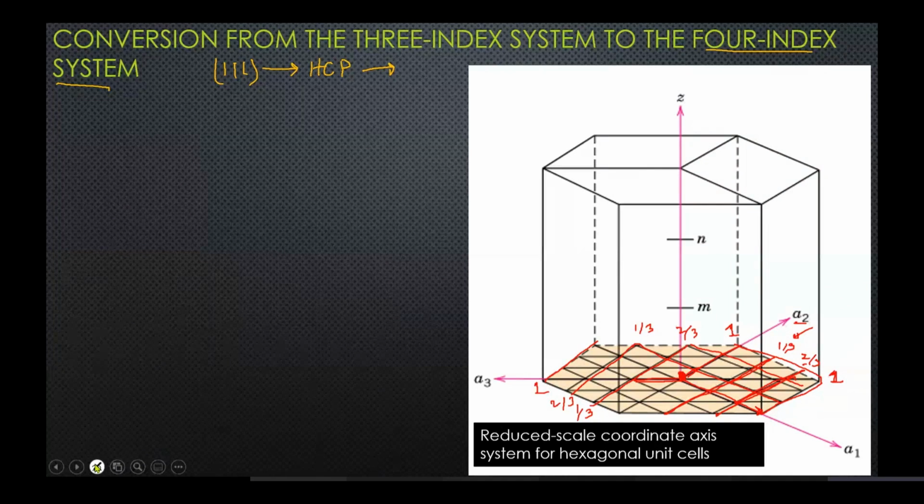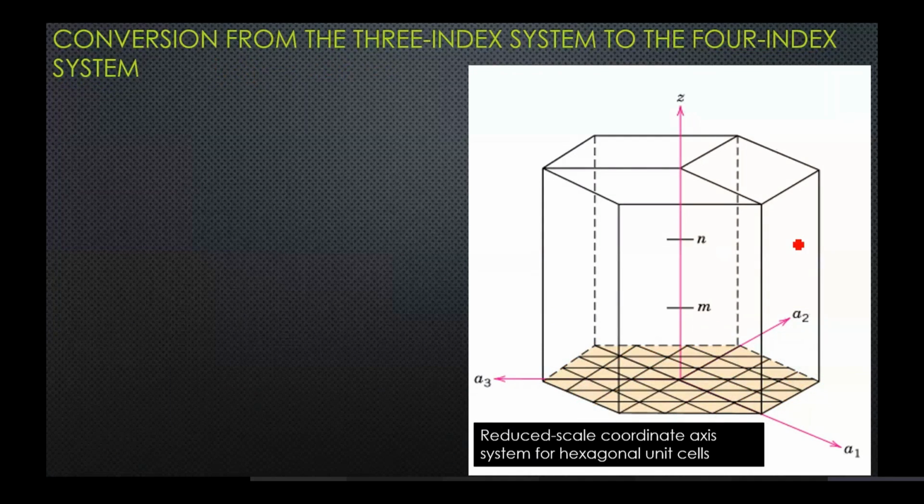Yes, sir, clear. And along the z-axis, the point M represents 1/3 movement from the origin. Point N represents 2/3 movement, and this point represents the complete one step movement along the z-axis. Clear enough? Yes, sir, clear.